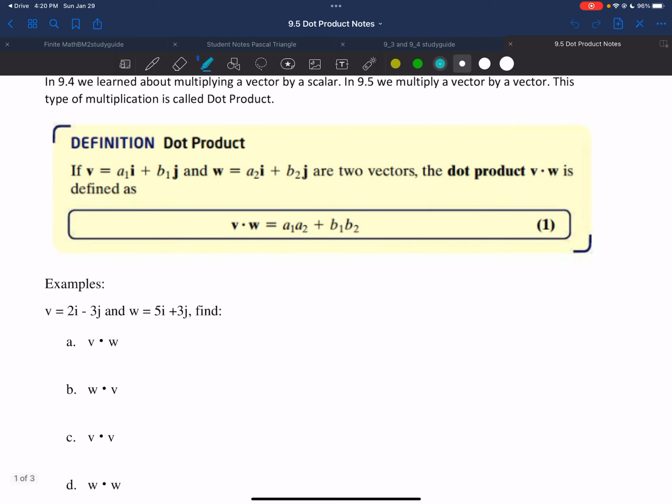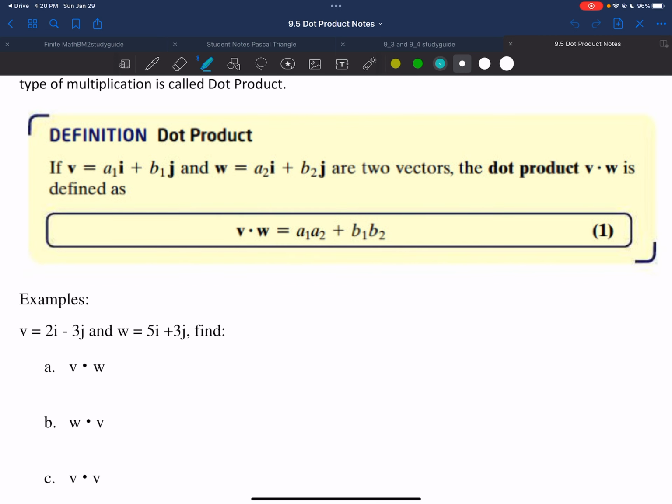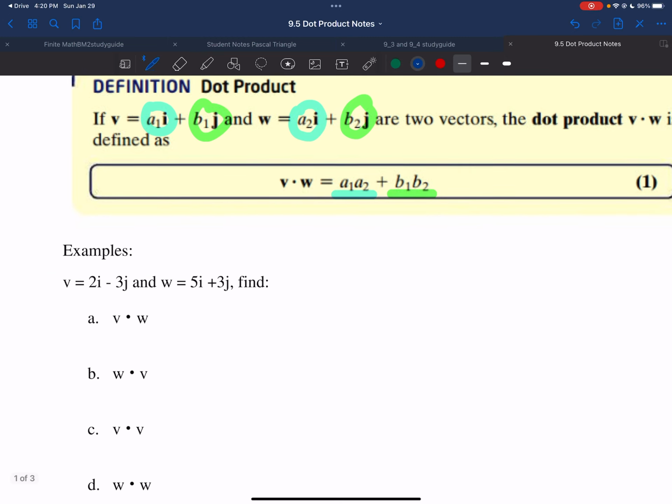This one is going to be the easier of the two, which is our dot product. So essentially what we do with the dot product is we take both of the a values of our vectors and we multiply those together. And then we're going to add those to the b values of our vector. So you'll notice that here it has our a values that we multiply together and then our b values, and then we add them together for v times w, or v dot w.